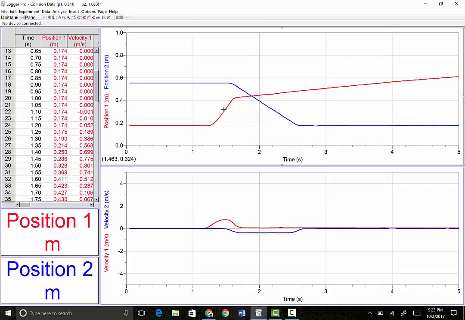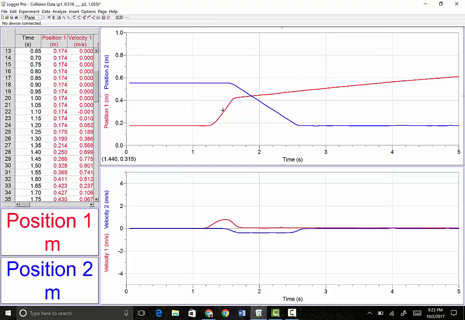So what we want to see is if momentum is conserved. If that's the case, I can take the mass of cart 1 and multiply by the velocity of cart 1. That will be the momentum at the beginning. And then the momentum at the end will be the mass of cart 2 multiplied by the velocity of cart 2, added to the mass of cart 1 multiplied by the velocity of cart 1 after the collision.